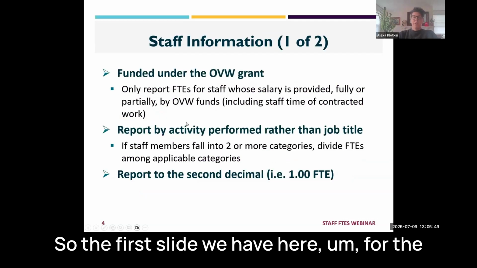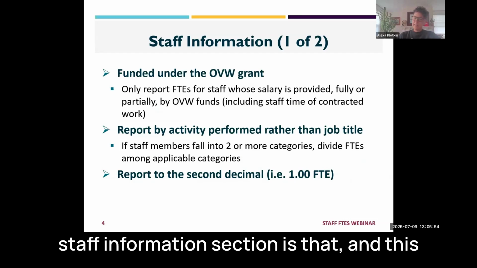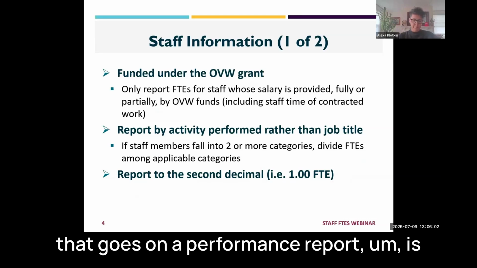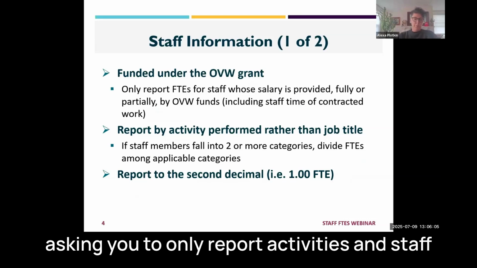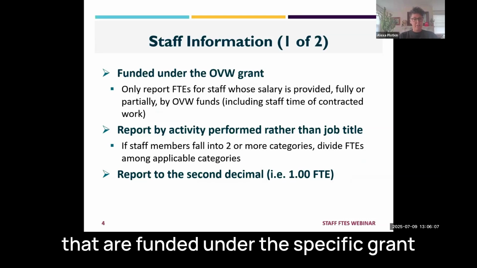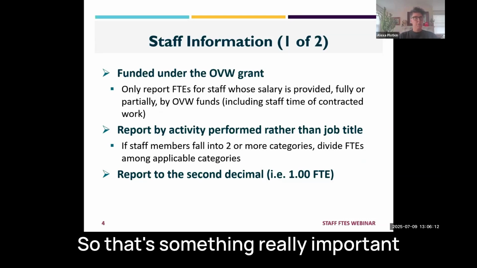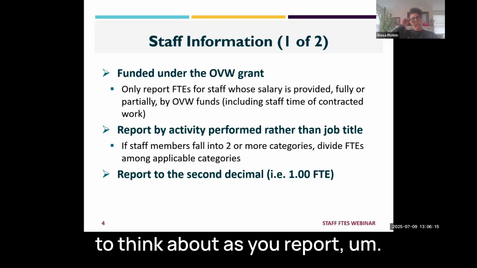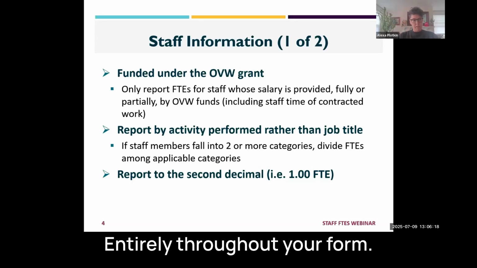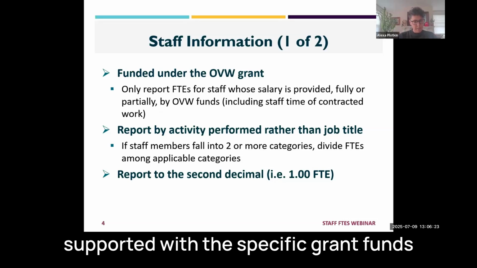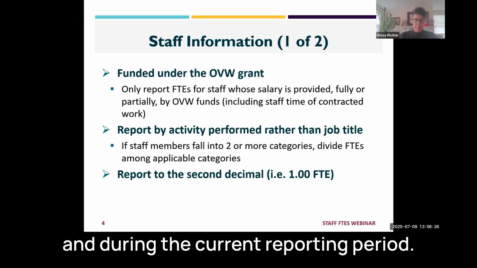Okay. So the first slide we have here for the staff information section actually applies to your grant program across the board, to all sections. Everything that goes on a performance report is asking you to only report activities and staff that are funded under the specific grant and during the current reporting period. So that's something really important to think about as you report entirely throughout your form. The form is only looking for, again, activities and staff time that was supported with the specific grant funds and during the current reporting period.